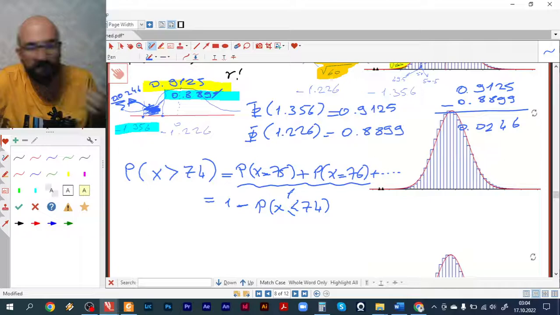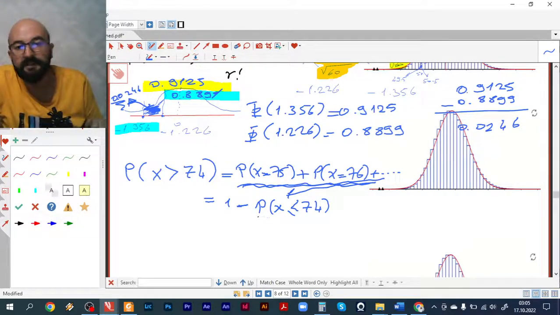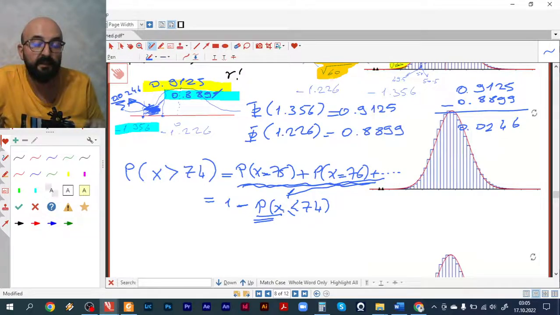you can find this section easily, because the other process is very hard. If you figure out 1 minus the probability of x less than or equal to 74, you can figure out this process easily. But this probability relates to the Poisson distribution, and we want to use the normal distribution.